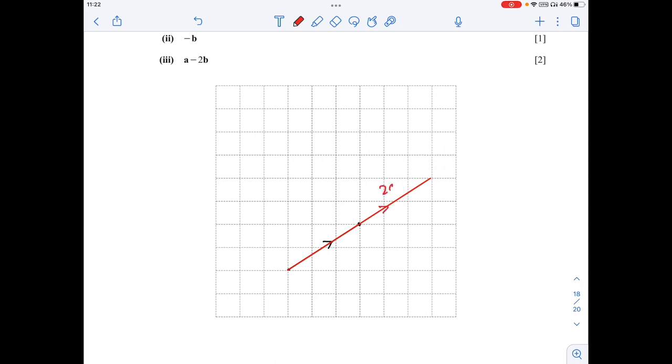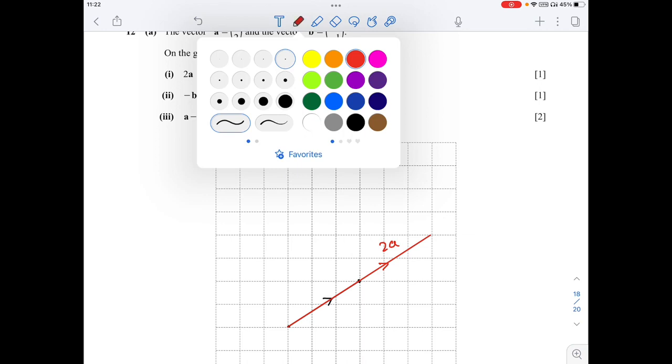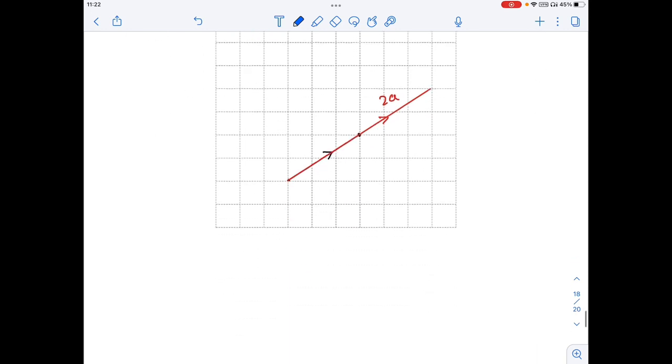This is nothing but what? 2A. 2A is 6, 4. Then negative B. What is B? B is 2, minus 1. So negative B is minus 2, 1. So minus 2 and go 1 up. This is B. Negative B.